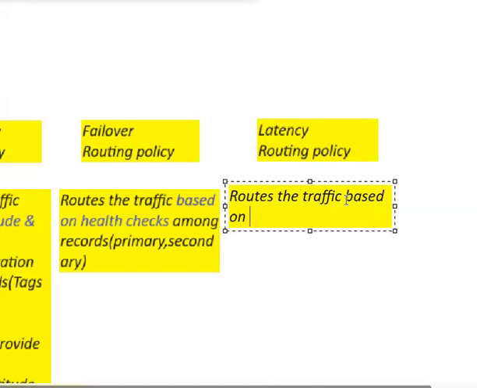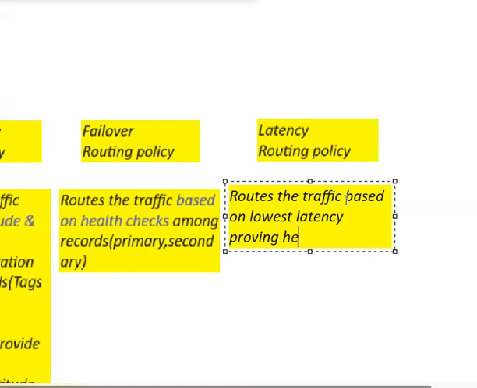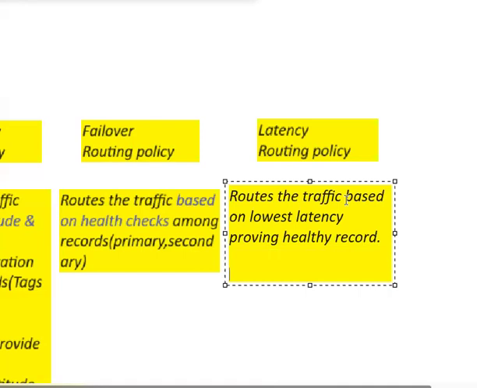So it will route the traffic based on the lowest latency providing healthy record. So based on the lowest latency providing healthy record, it will route your traffic to that record only. So then you can get a very quick and fast response, right?